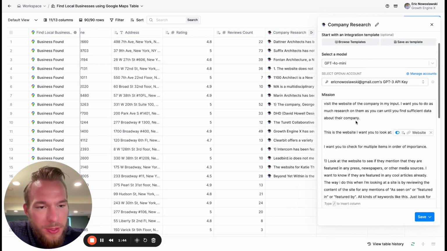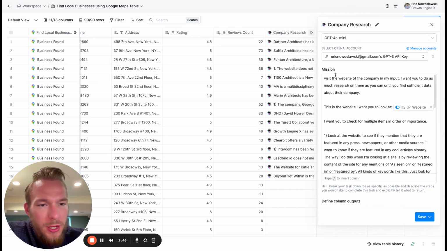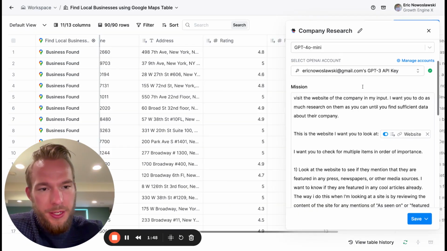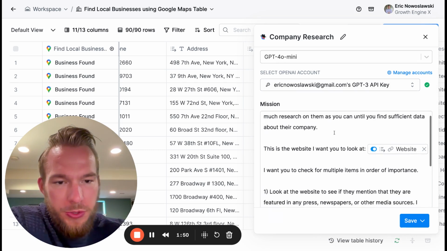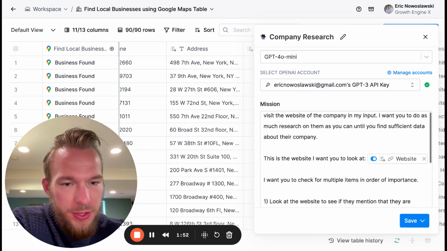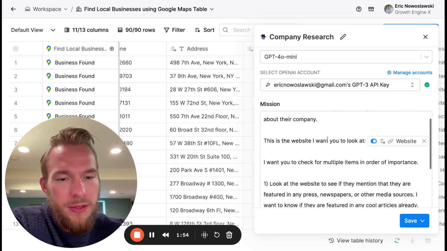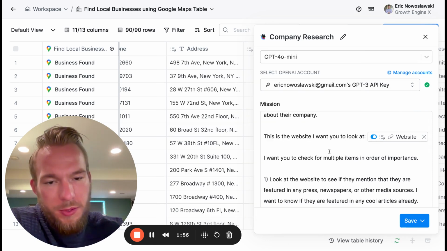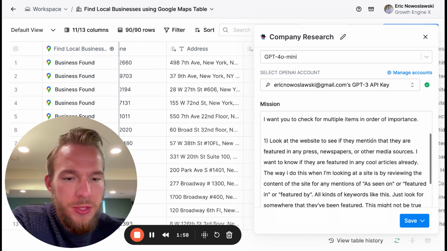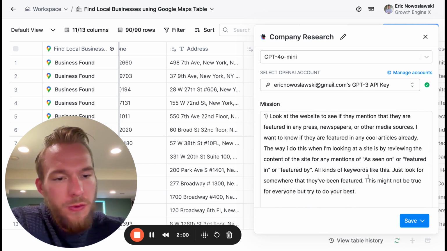So this is what the prompt just looks like. And so I'm just saying, visit the website of the company. In my input, I want you to do as much research on them as you can until you find sufficient data about their company. This is the website I want you to look at, blah, blah, blah. I want you to check for multiple items in order of importance. So first, we're looking for the media sources.